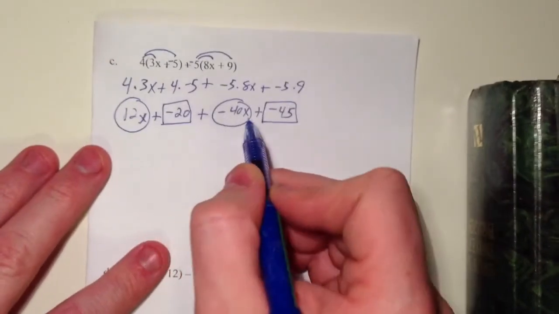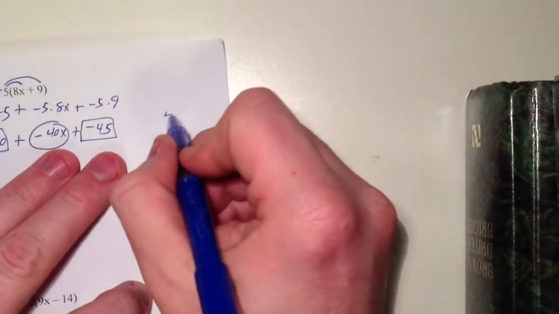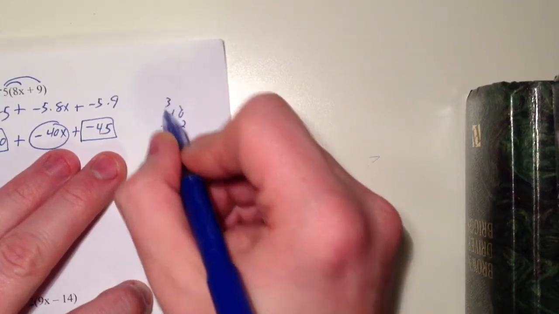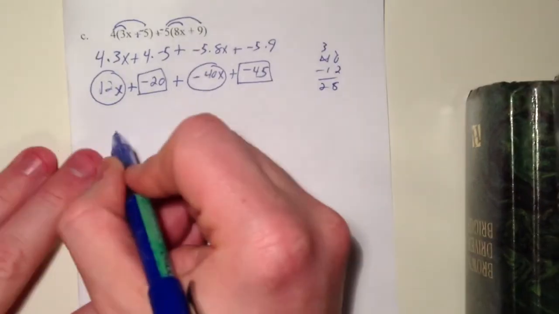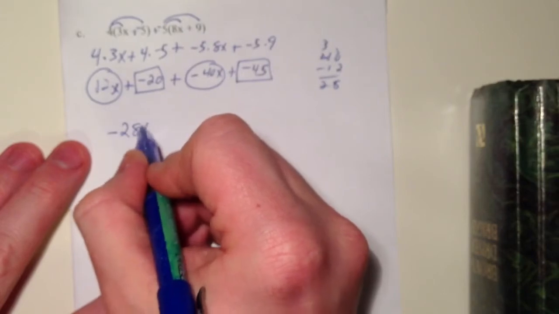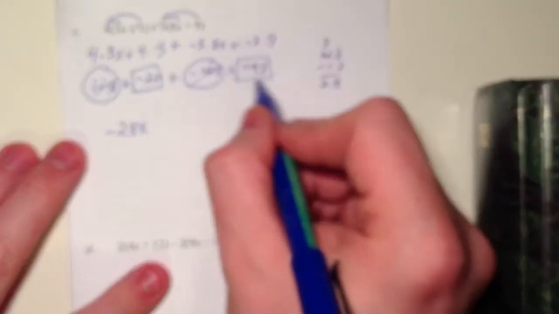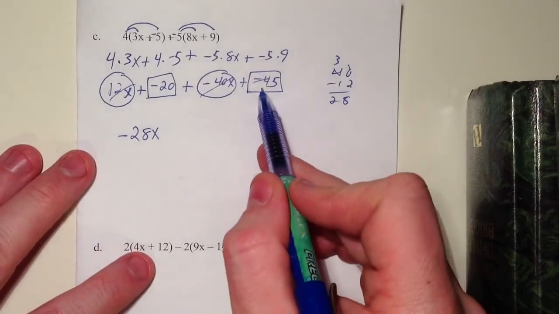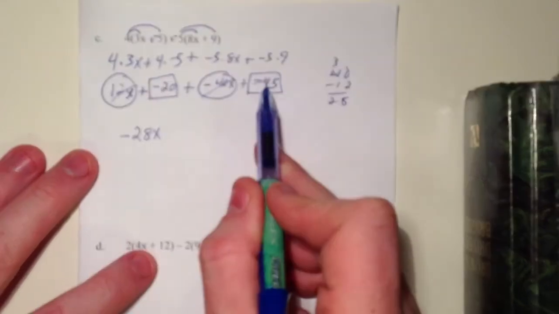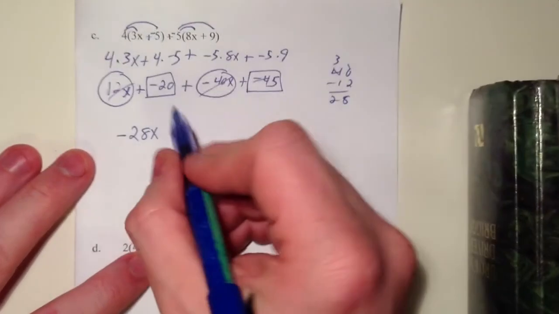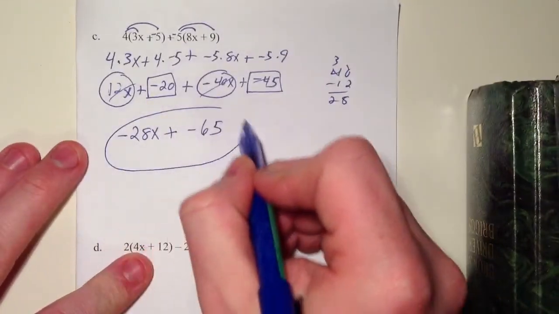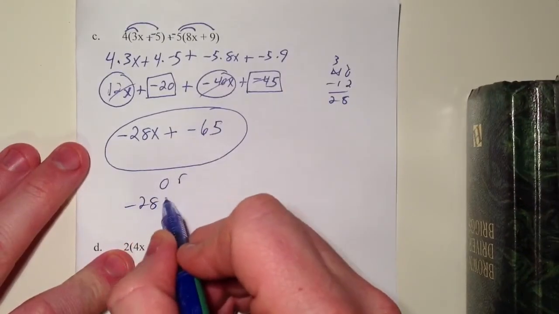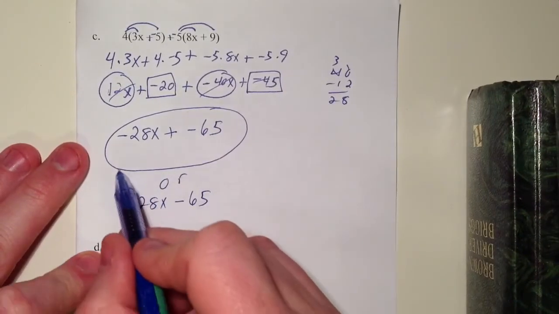Negative 40 and 12. Signs are different, so I subtract. What's 40 minus 12? And I get 28. Positive or negative? 40 is negative, and it's bigger, so I keep a negative 28x. Whoops, forgive me. Sorry I scratched that out. So I have a negative 20 and a negative 45. I add them up and I get negative 65. And there's my answer. Remember, I could also write that as negative 28x minus 65. That's also good.